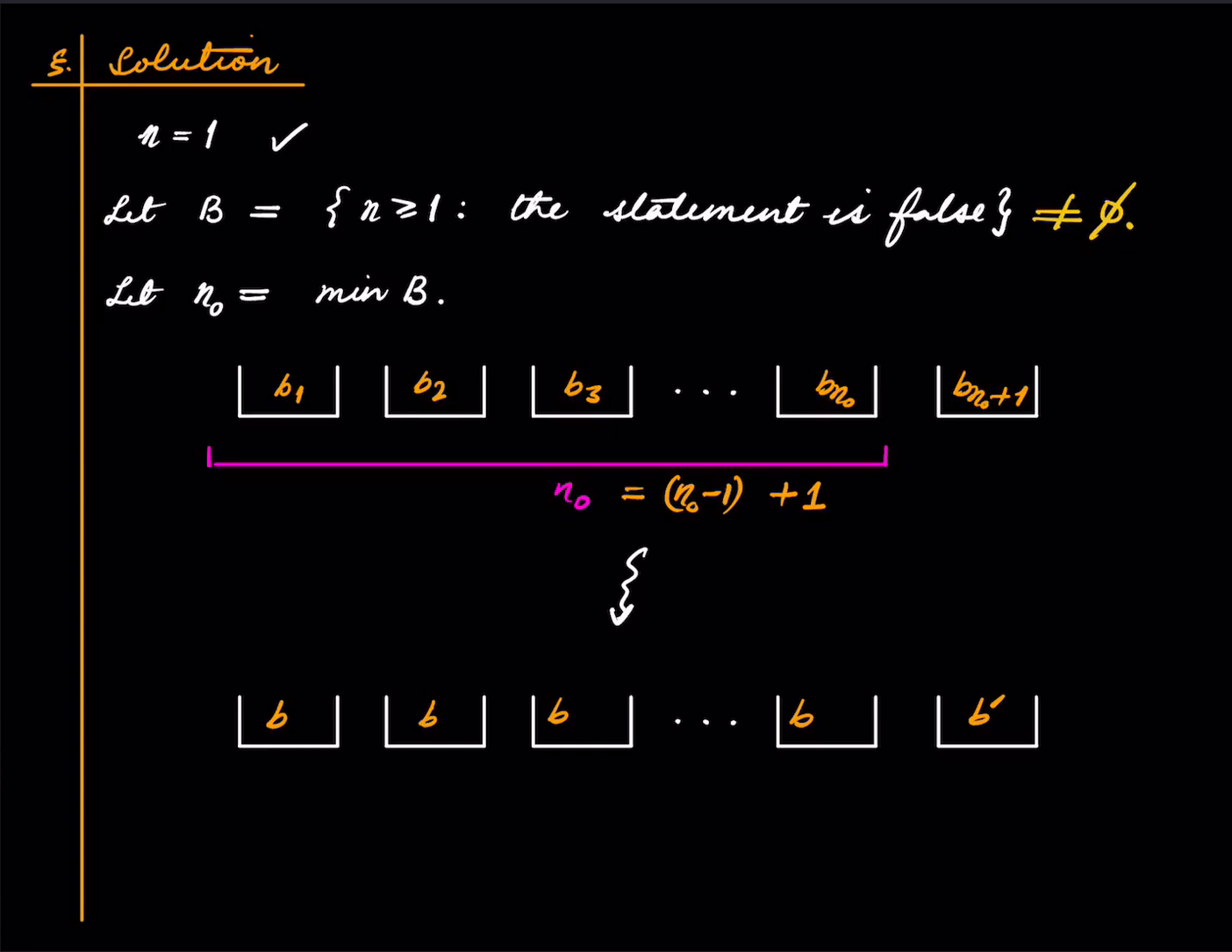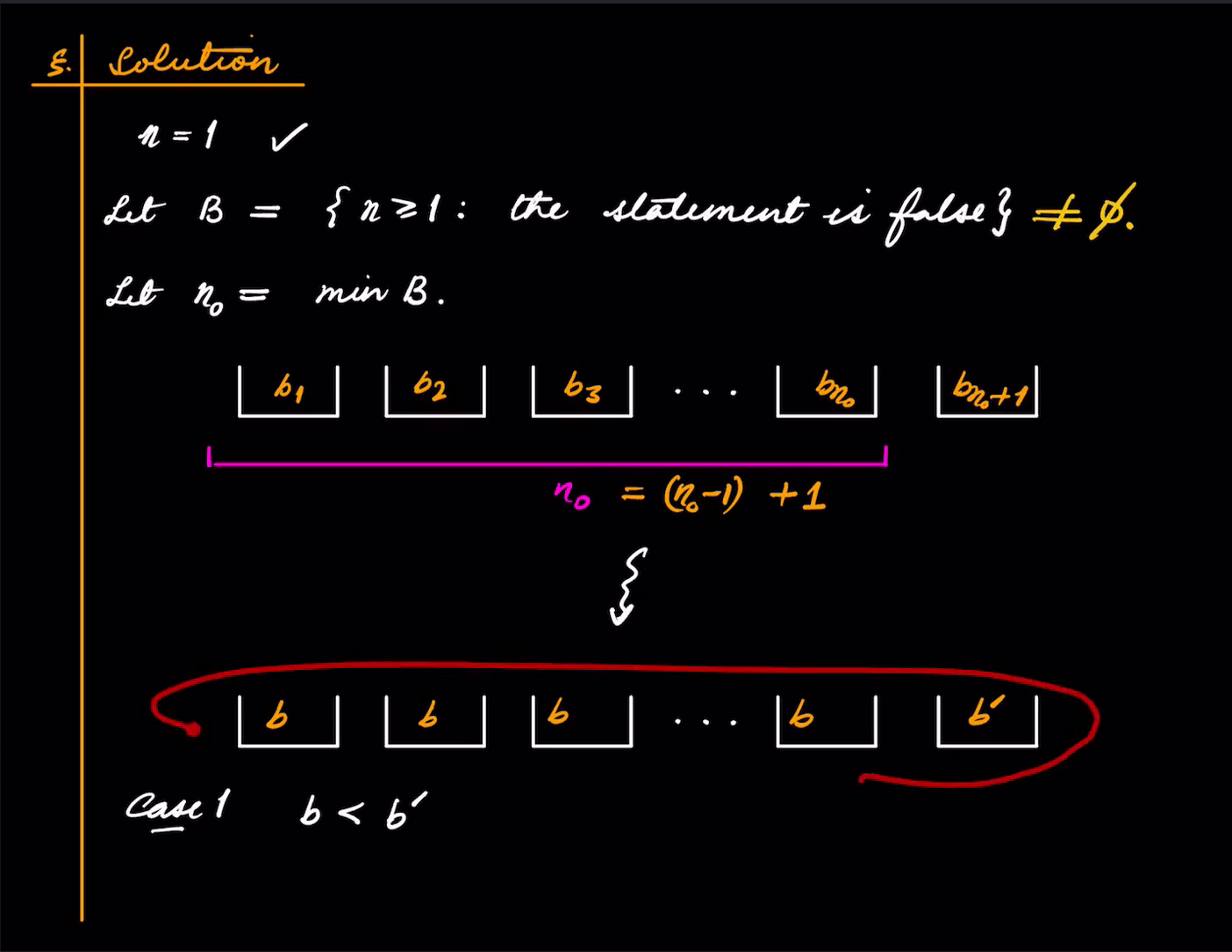One case is b is less than b prime, right? So we need to argue that somehow we can also make things equal. This is very easy, actually.